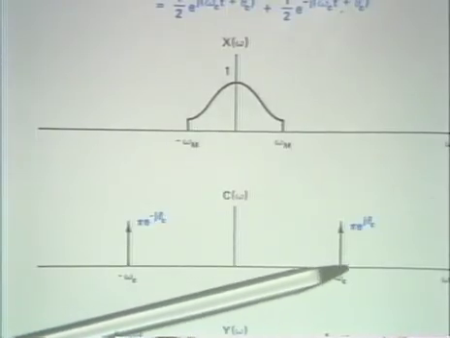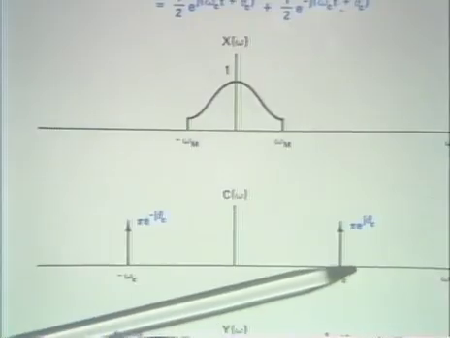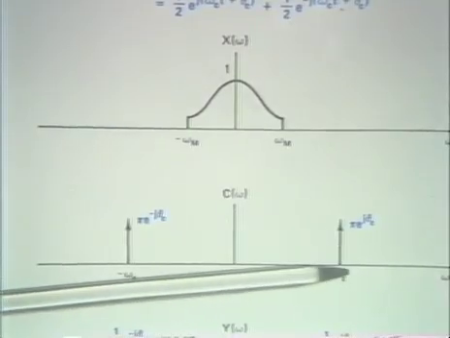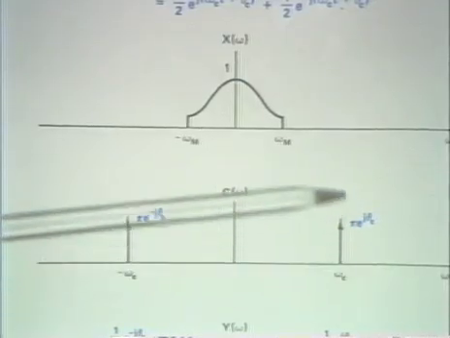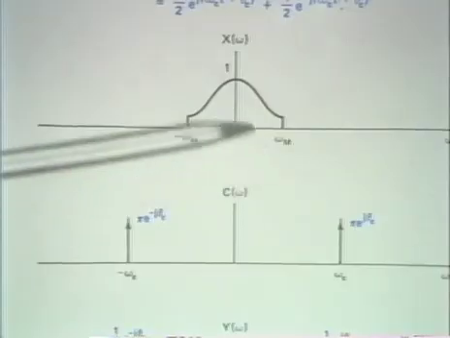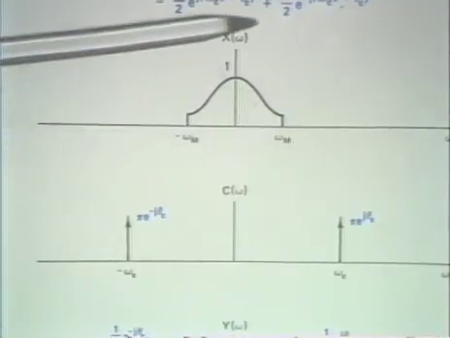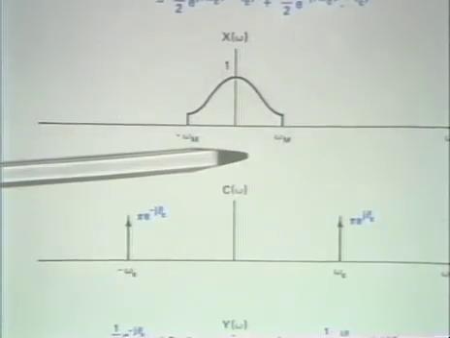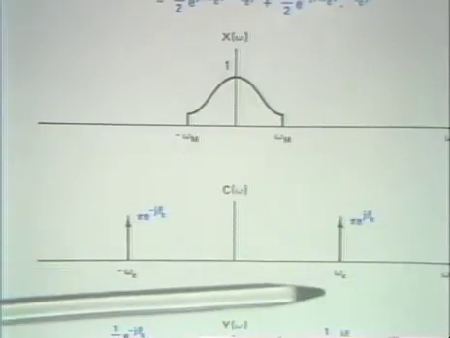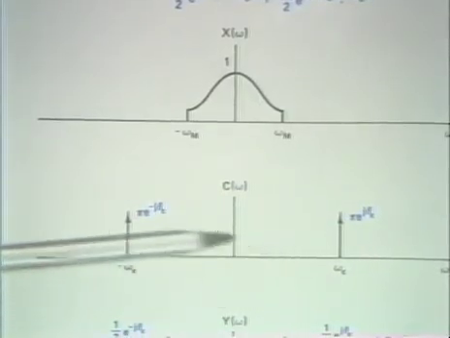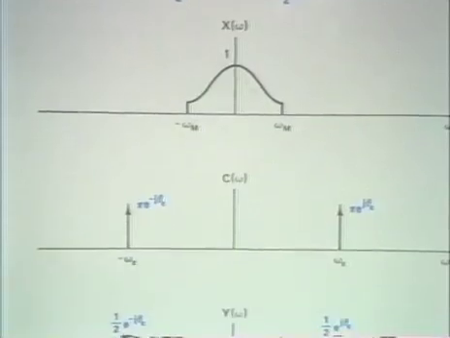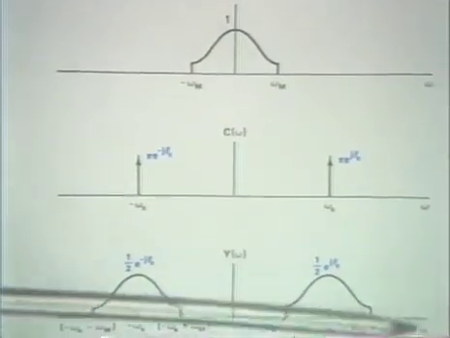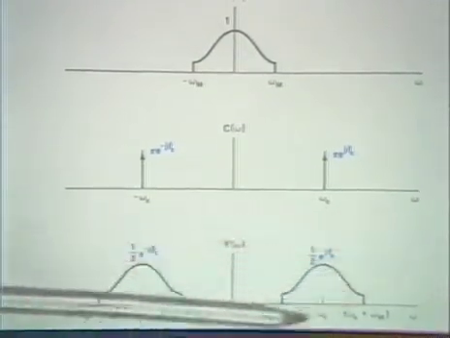And so now, when we apply the modulation property, we convolve this spectrum with this spectrum. And the result, of course, is that the spectrum of the original signal gets replicated at both omega sub c and at minus omega sub c. And the resulting spectrum at the output of the modulator is the spectrum that I show here.